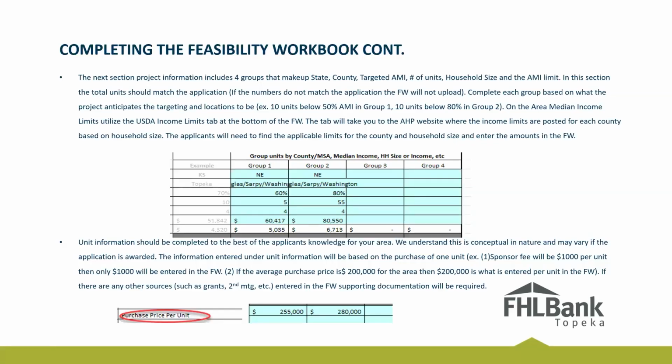Unit information should be completed to the best of the applicant's knowledge for your area. We understand this is conceptual in nature and may vary if the application is awarded. The information entered under unit information will be based on the purchase of 1 unit. For example, if the sponsor fee will be $1,000 per unit, then only $1,000 will be entered in the feasibility workbook. If the average purchase price is $200,000 for the area, then $200,000 is what is entered per unit in the feasibility workbook. If there are any other sources such as grants, second mortgages, etc., entered in the feasibility workbook, supporting documentation will be required.